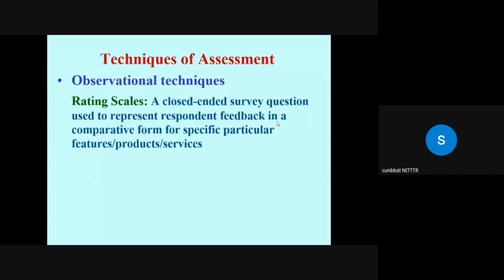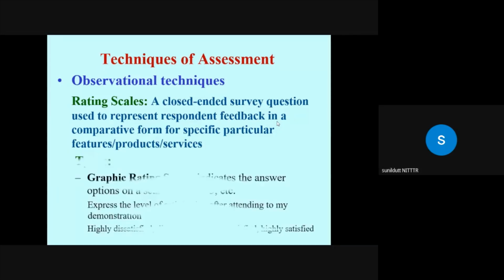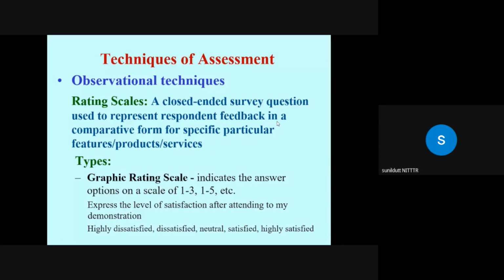So rating scale जो है, they can be numerical or graphical rating scale. Okay. For example, ये मैंने graphic rating scale बनाया, indicates the answer options on a scale of 1 to 3 or 1 to 5. For example, मैंने lecture पढ़ा दिया, demonstration दे दिया. Now this is one statement. Express your level of satisfaction after attending to my demonstration. Now there are 5 responses: highly dissatisfied, dissatisfied, neutral, satisfied, highly satisfied.